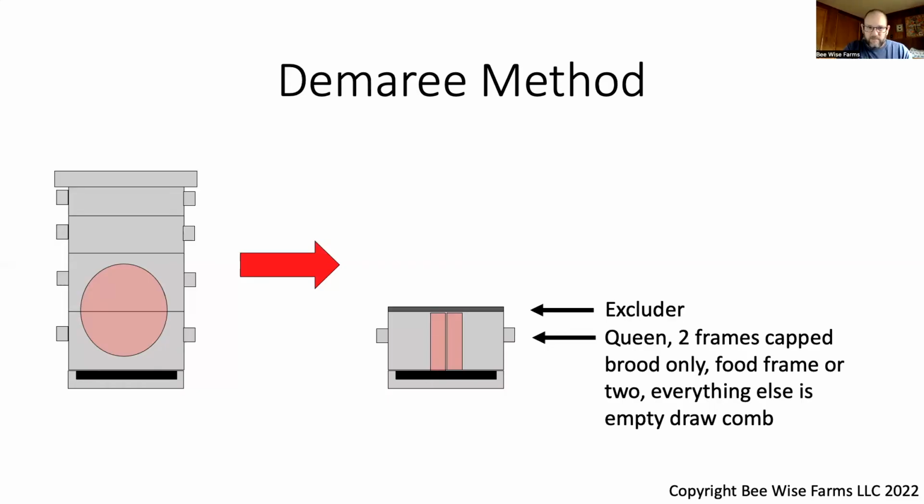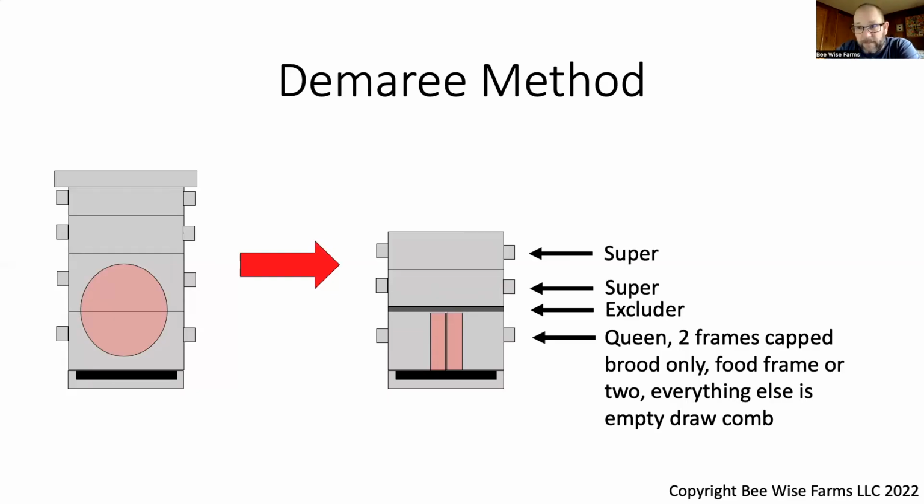What do we do next? The next thing, you're going to put a queen excluder on top of this. And the reason is you don't want her leaving this chamber. You're going to sequester her in this bottom chamber. The next thing you're going to do is those 2 empty supers that we had on top, you're going to put those on top of that queen excluder.